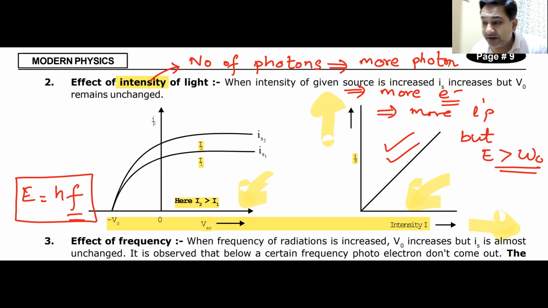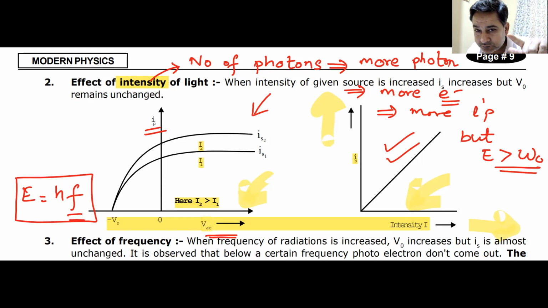Is this diagram clear to all? The right hand side one? Okay. Now we come to the left hand side diagram. In the left hand side diagram, there is a diagram between potential difference and photoelectric current. We have already seen that diagram. Do we remember this diagram?